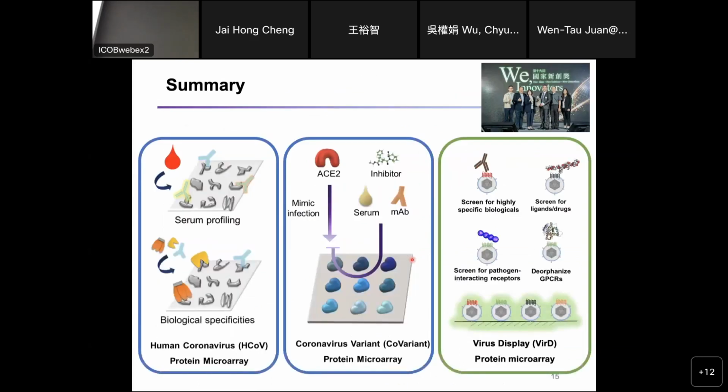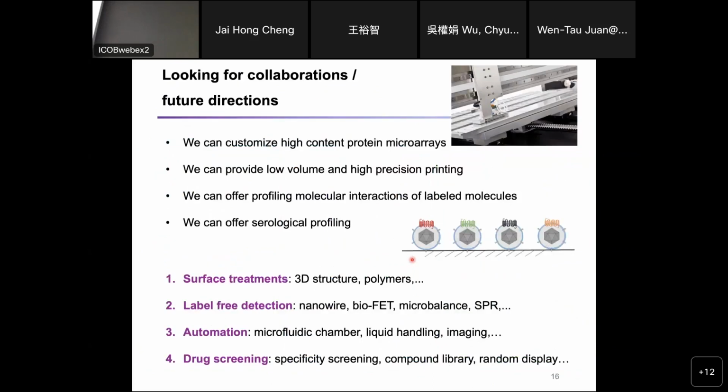So this is the summary, and I want to call for some collaboration. First, we can provide customized protein microarrays with high content, and we can provide low-volume, high-precision printing. We can print each spot at 100 picoliters, so very little protein is consumed. And we can profile molecular interactions with labeled molecules. If you have any interesting molecule, you can provide it to me for profiling. We can offer serum profiling for any patient, like an autoimmune patient or any rare disease patient.